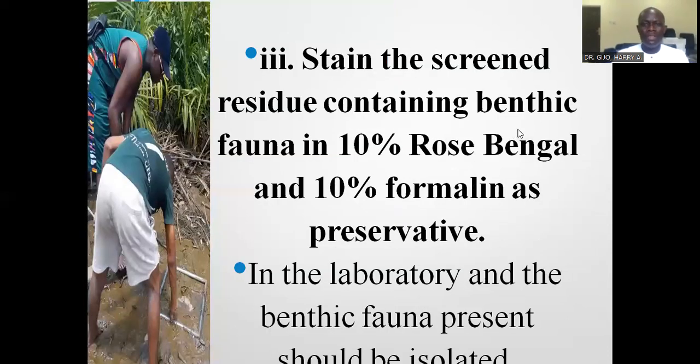Then after that, you stain the screened residue, that is the benthic organisms containing the benthic fauna, in 10% rose bengal and 10% formalin as preservative. Put the residues in a container and preserve with 10% formalin and add rose bengal, which will stain the living tissues pink in color.